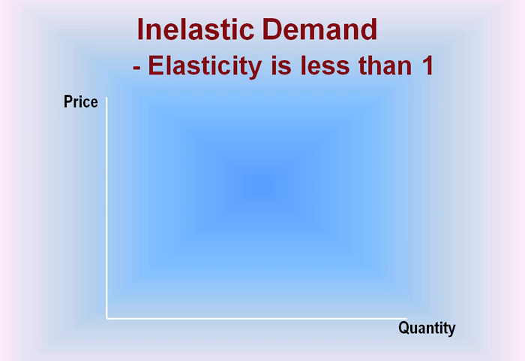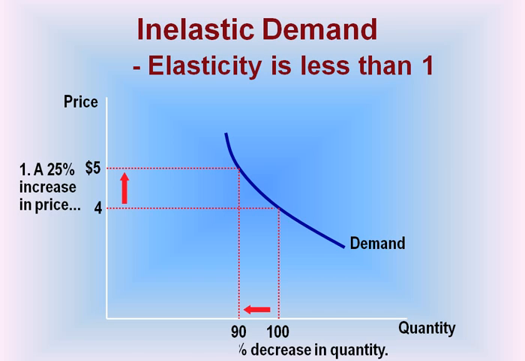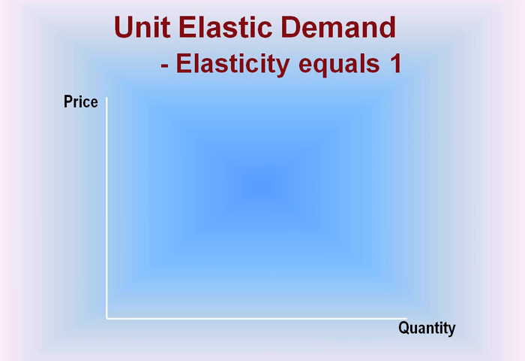Inelastic demand, less than 1. When we have elasticity less than 1, we have a steeper demand curve. We are going from 4 to 100 and 5 to 90. There is a larger percentage change in price, but a smaller percentage change in demand. As we show, a 25% increase in price, but quantity demanded decreases only by 10%.